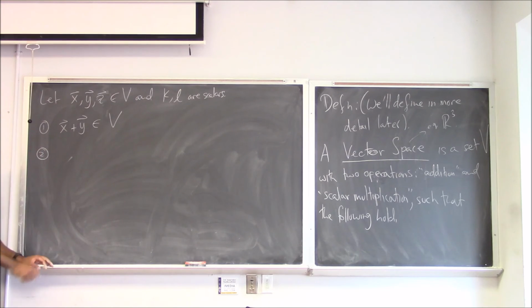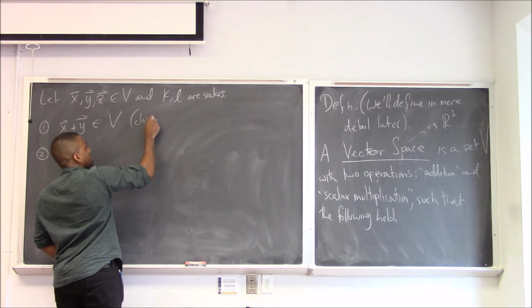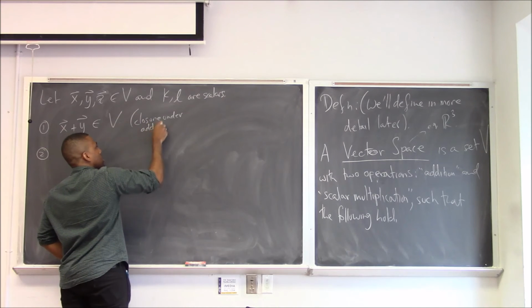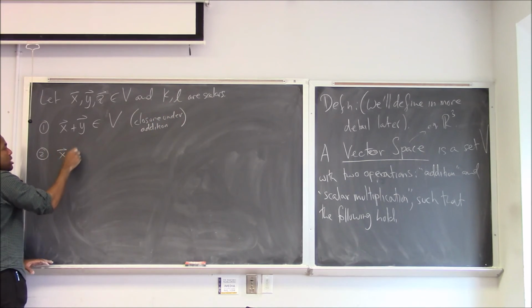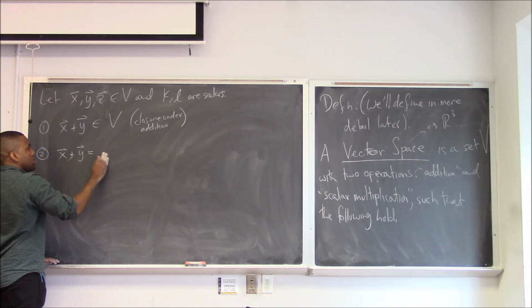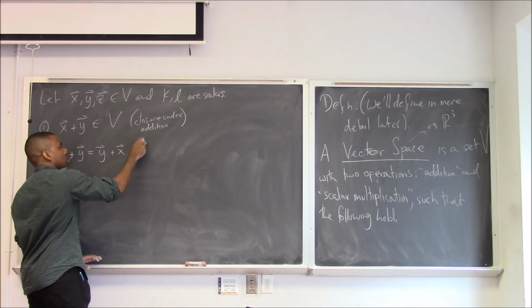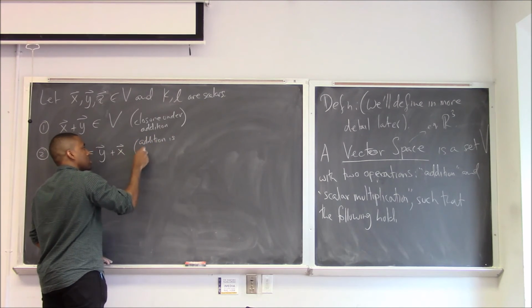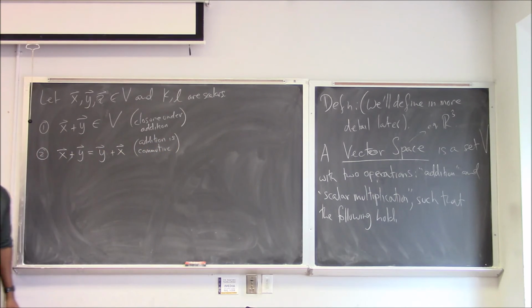This property is called closure under addition, meaning when you add two things in a set, you get another thing in the set. 2. The second property is the fact that addition is commutative. That means it does not matter what order you add things in. The vector x plus y is exactly the same as the vector y plus x.